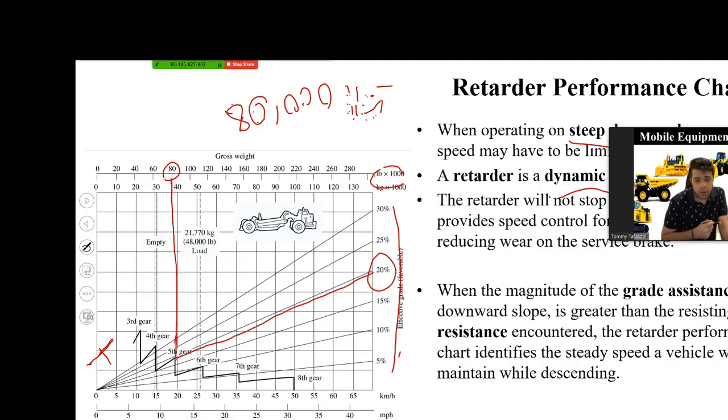The way you actually do it is to draw a horizontal line, and then see where it intersects the gears, and then you draw another vertical line down, so you find the corresponding speed. Again, it could be either in kilometers per hour or miles per hour.